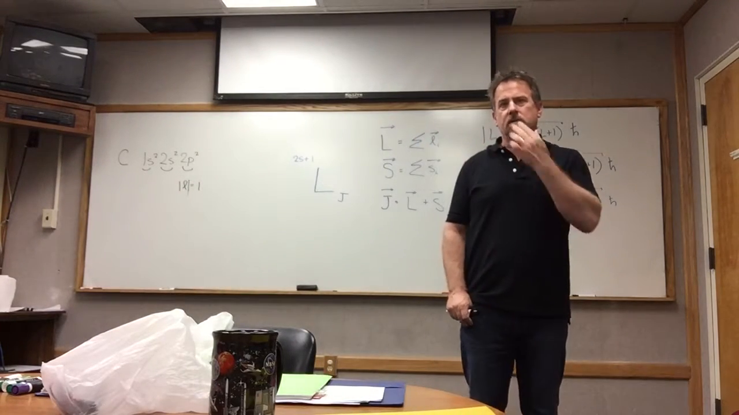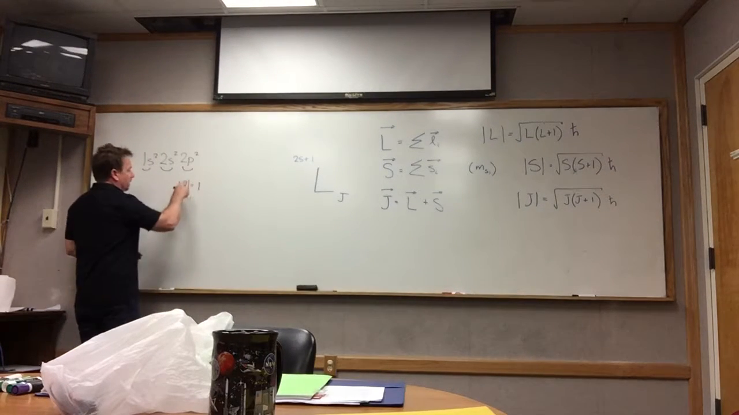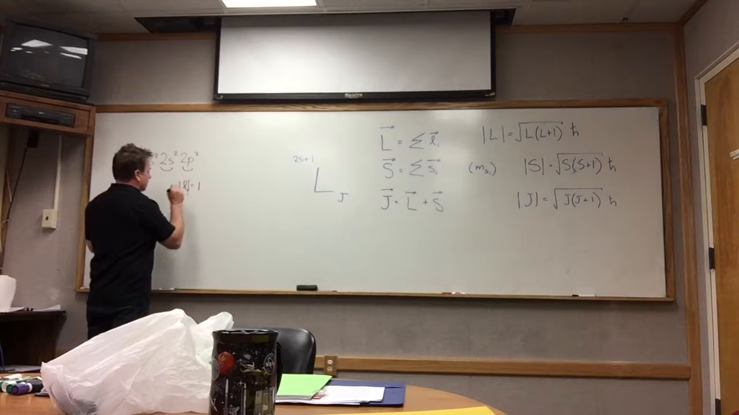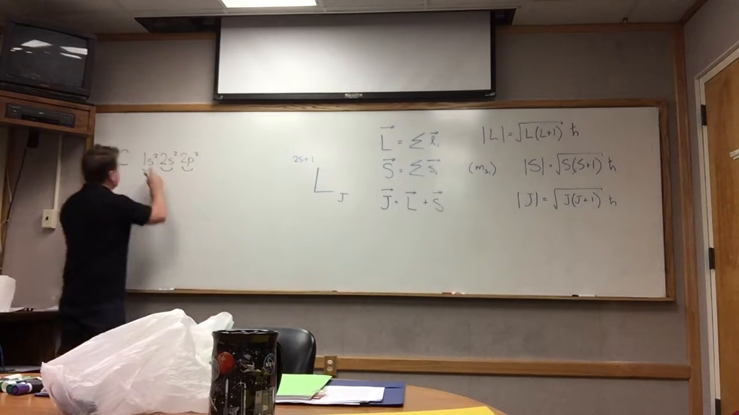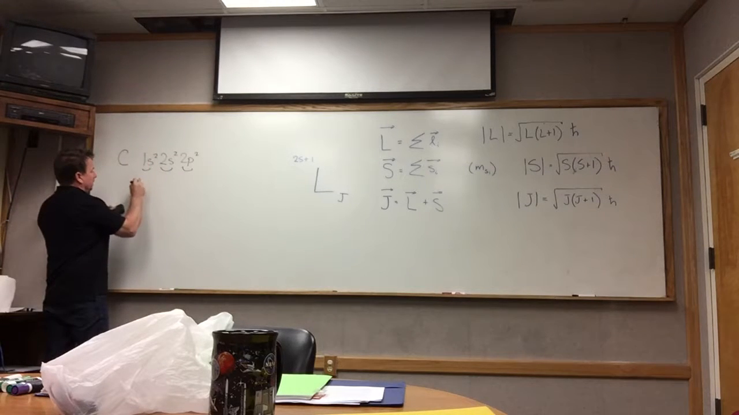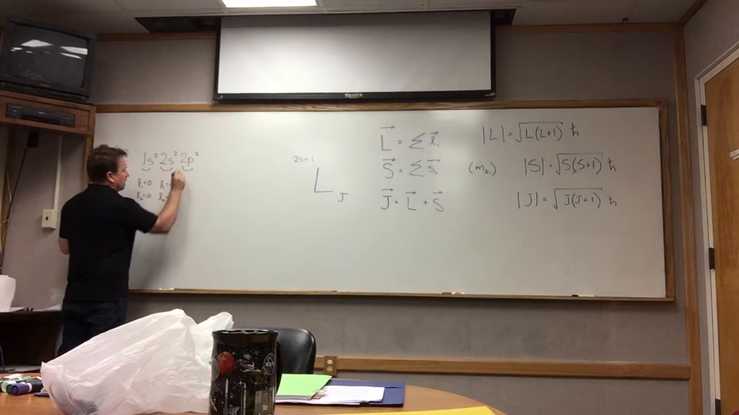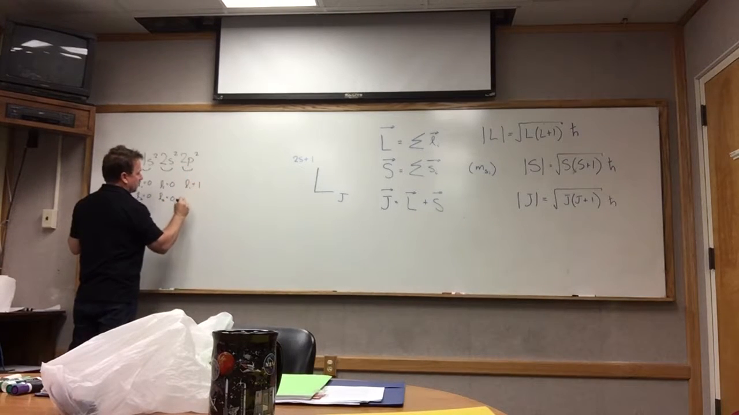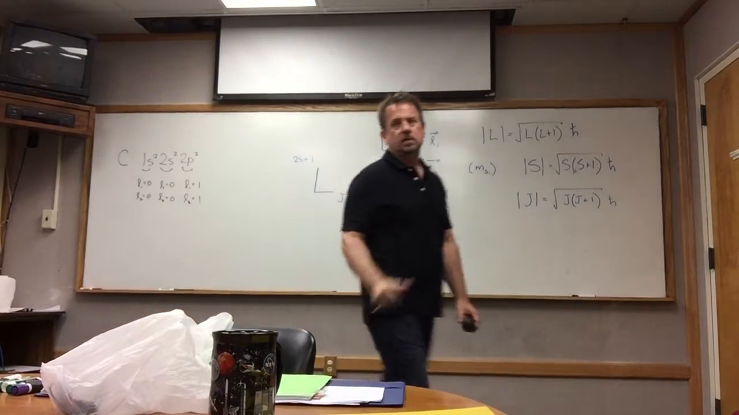Right? Let's see if I get this right. Right. So electron 1 and electron 2 both have L equals 1 because they're both in the p state. Both of these, electron 1 has L equals 0, electron 2 has L equals 0. But these each have 1. Okay.